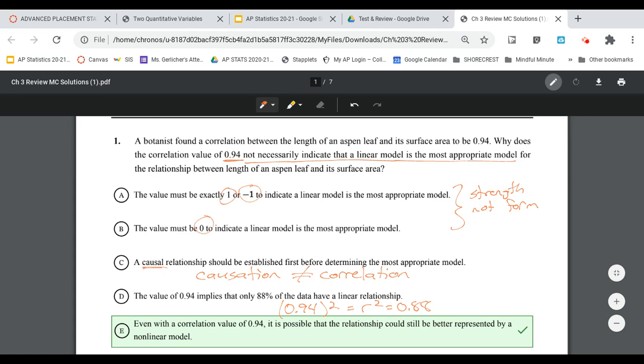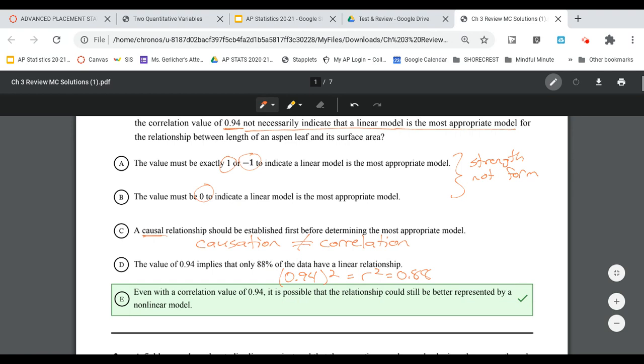It doesn't necessarily mean that a line is the best way to fit it. So like 88% of it could be explained by a least squares regression line, but that it just doesn't really work that way. It's like saying it's mostly good with a line doesn't really tell you if it could be better with something that's not a line. So it's just not using the words correctly. Now, E is your answer. So even with a correlation value of 0.94, it's possible that it could still be better represented by a nonlinear model. So let me just give an example.